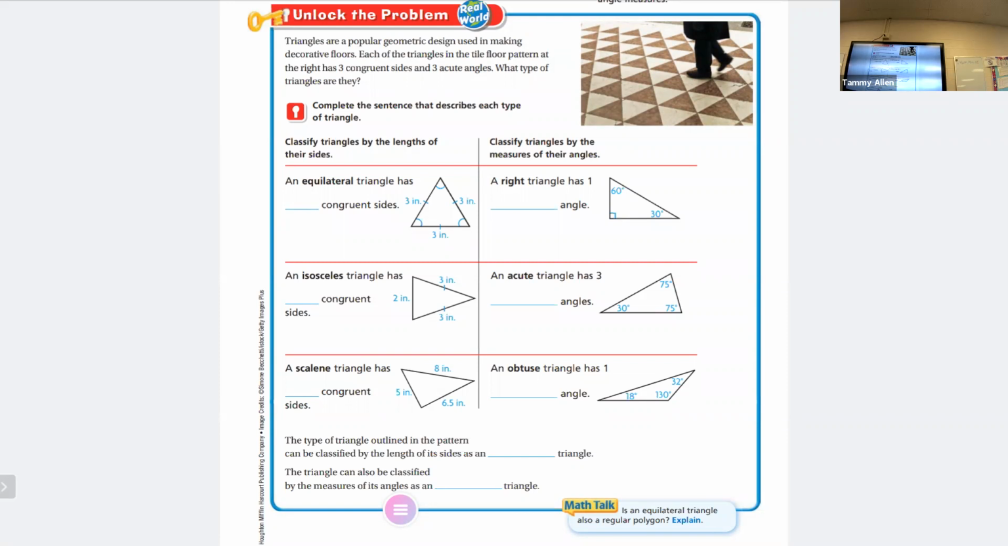So an equilateral triangle has how many congruent sides? Adam? 3 congruent sides. An isosceles triangle has how many congruent sides? 2 congruent sides. And a scalene triangle has how many congruent sides? 0 congruent sides. Any questions on that? All right, on the right-hand side, a right triangle has 1 right angle. An acute triangle has 3 acute angles, and an obtuse triangle has 1 obtuse angle.